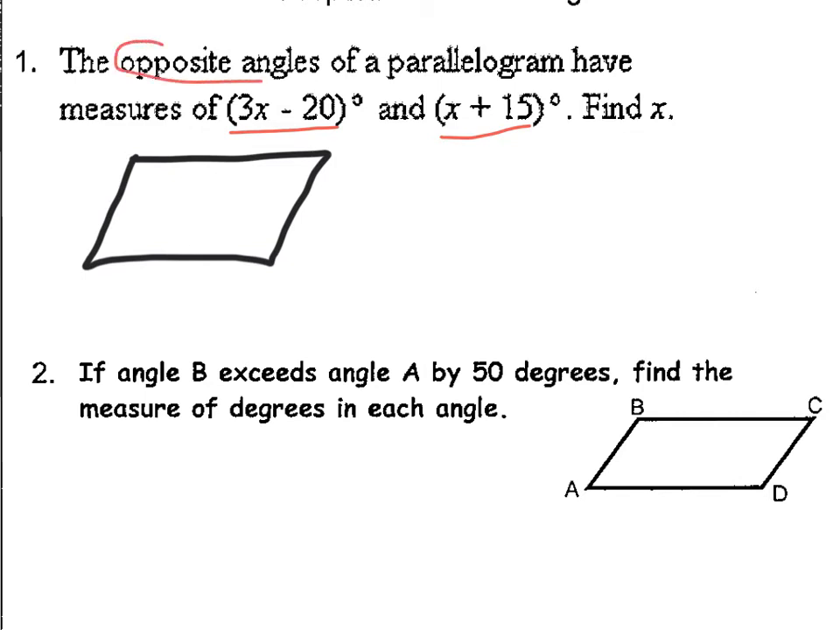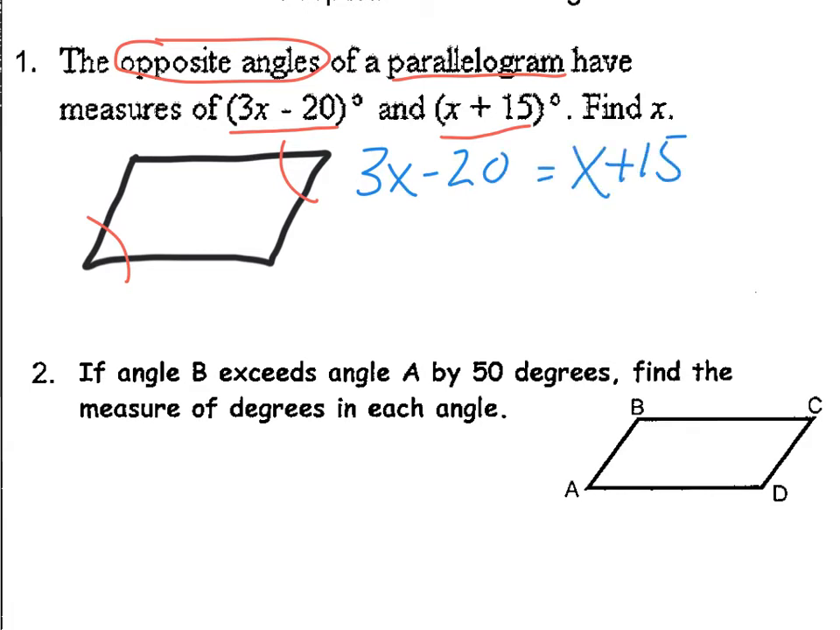So the key here is to understand the relationship. You see this term, opposite angles of a parallelogram. They're talking about these angles right here, the ones opposite each other. And we just talked about that they were equal to each other. So the algebra is as simple as taking the two angles, 3x minus 20, and setting it equal to x plus 15. We know the opposite angles are equal, so we just set up the algebraic equation of setting these two expressions equal to each other. If I solve for x, you should be able to get 2x equaling 35 and x equal to 17.5.